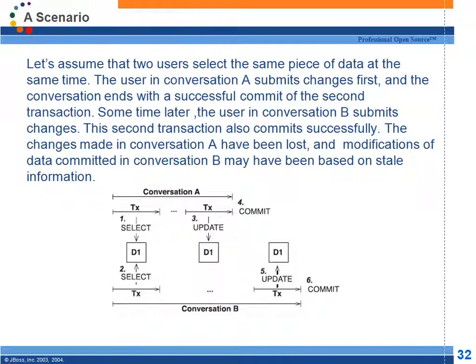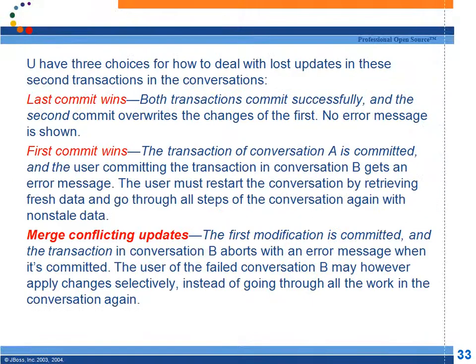Now what will happen in this scenario? The data updated by conversation A will be lost, and the data committed by the second conversation will be present. So in this scenario we need to decide what to do in such situations. There are 3 choices: last commit wins, first commit wins, and merging both. Let us talk about each of them.